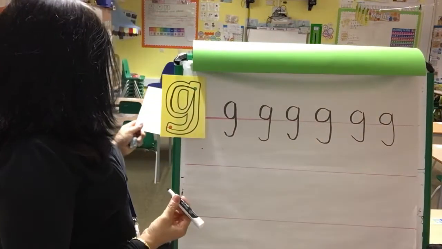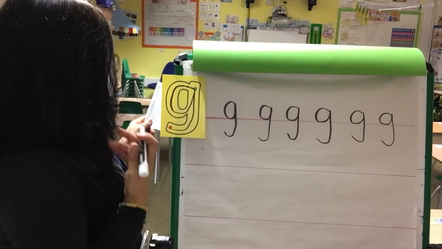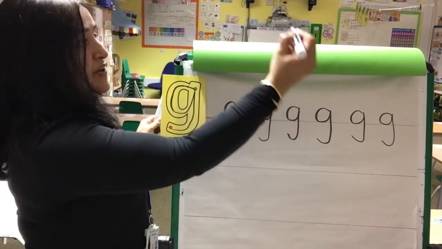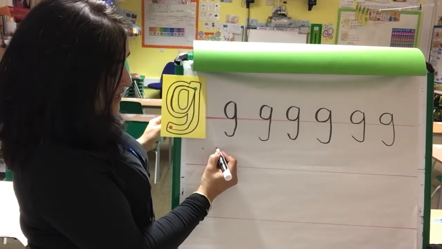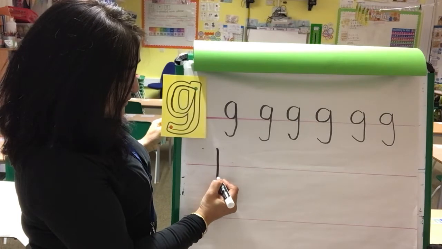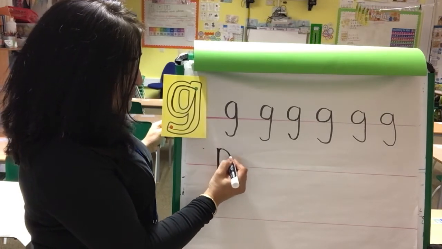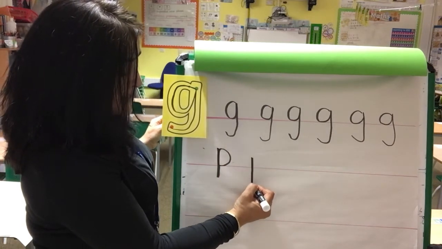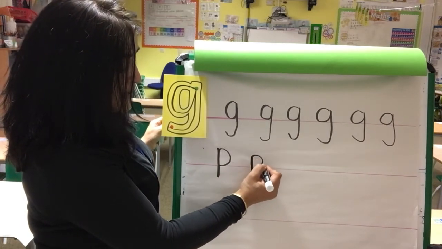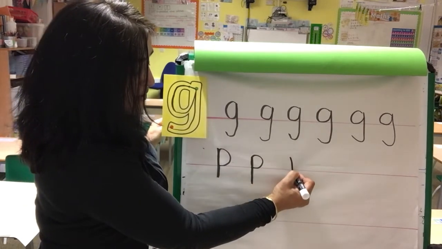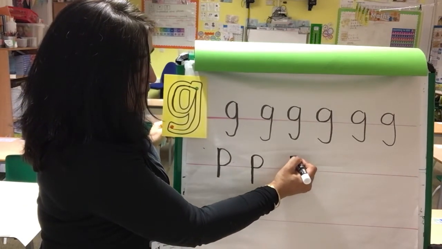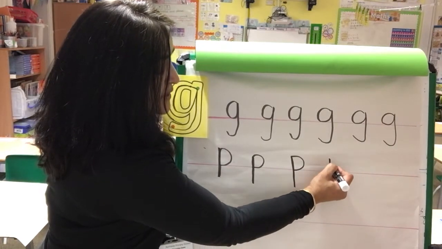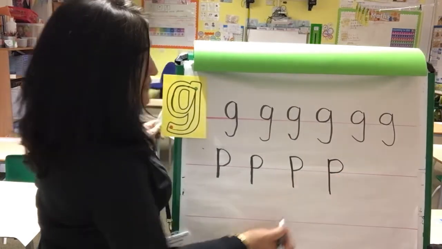Lots of them. So the pattern for the letter P is you take off, down Pretty Polly, up and around Pretty Polly. You take off, down Pretty Polly, up and around Pretty Polly.